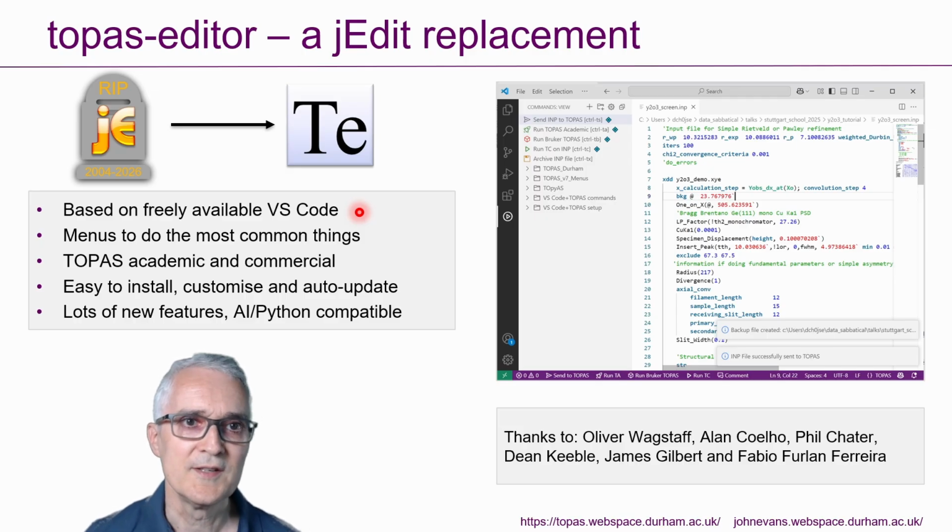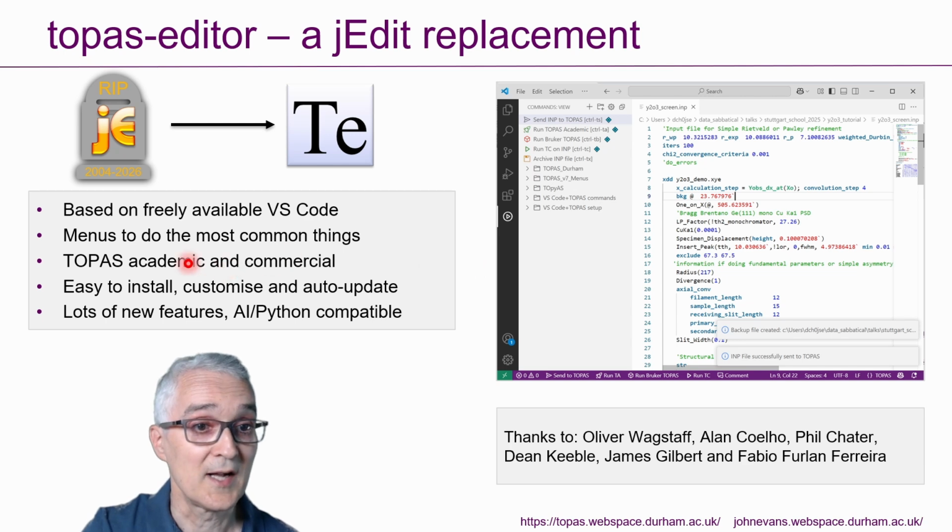One of the beautiful things you can do in VS Code is you can build little extensions. And so what Topaz Editor is, it's an extension that runs inside VS Code. And what we've taught that extension to do is to have menus which let you do a lot of the common things that you want to do with Topaz input files in a very similar way to the menus that were present in JEdit. So the editor works nicely with the Topaz Academic and with the commercial version as well.